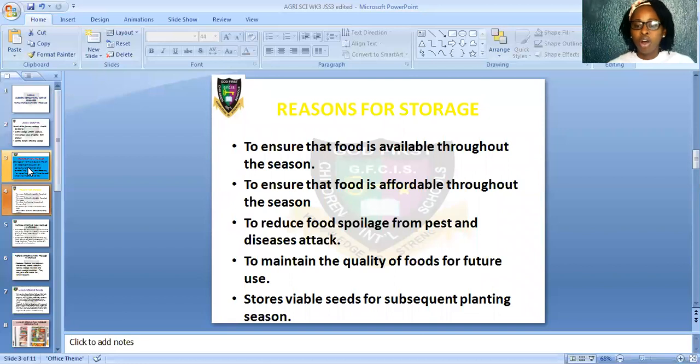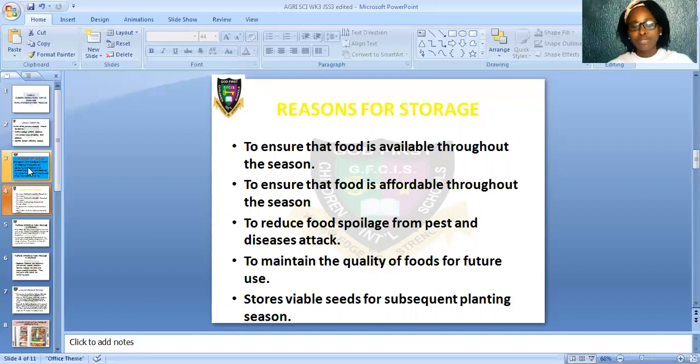Reasons for storage. One, to ensure that food is available throughout the season year. A season year is 12 months, and 12 months makes a year. If you don't store the harvested farm produce of last year, we cannot have sufficient food to eat, because the farm produce will be limited.